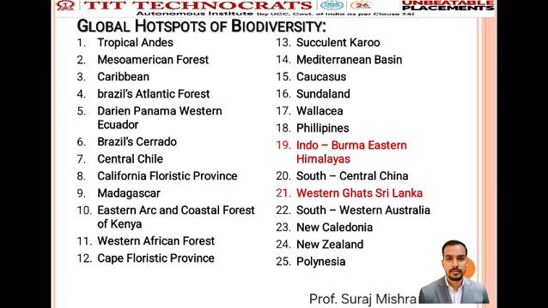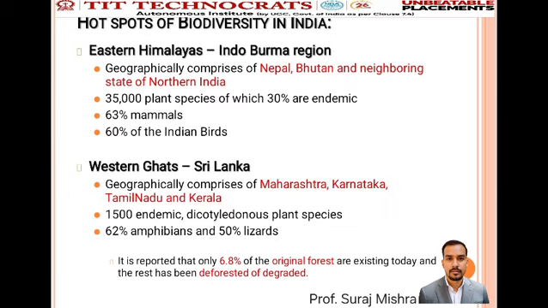The Eastern Himalayas geographically comprises of Nepal, Bhutan and other northern states. These states consist of 35,000 plant species, out of which 30% are endemic in nature, which means these are only found in the Eastern Himalayas. 63% of mammals and 60% of Indian birds are found in the Eastern Himalayas.